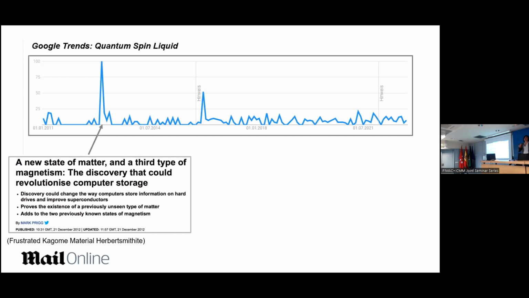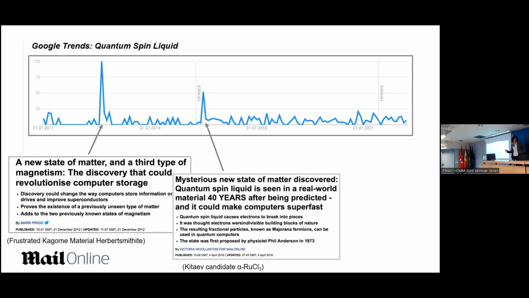Now let's go to the second peak, which is sometime in 2015. The second peak is this Kitaev system. Mysterious new state of matter discovered: quantum spin liquid is seen in a real world material 40 years after being predicted.